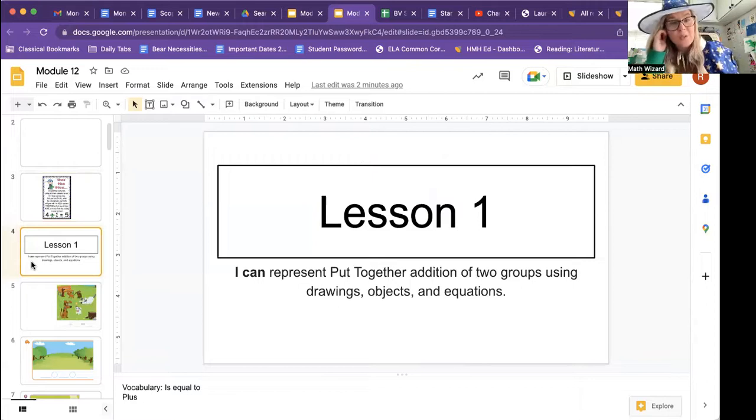We are in Module 12, Lesson 1. Our vocabulary today is the words is equal to and plus. So we will work on that. Lesson 1: I can represent put together addition of two groups using drawings, objects, and equations.